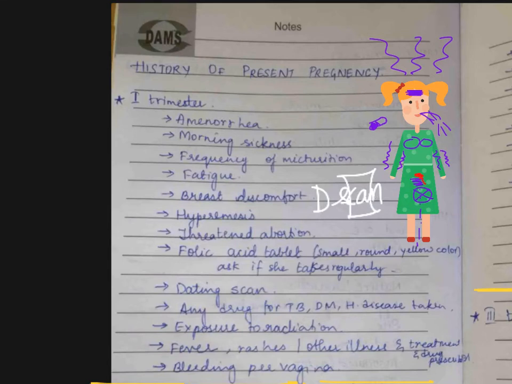And if she is using any kind of drug, like for TB or diabetes mellitus, or any heart disease or any other disease, if she is taking any drug for that. Also you need to ask if she has had any exposure to radiation, if she has had rashes or fever or any other illness, or if there is bleeding per vagina. These need to be questioned in the first trimester.